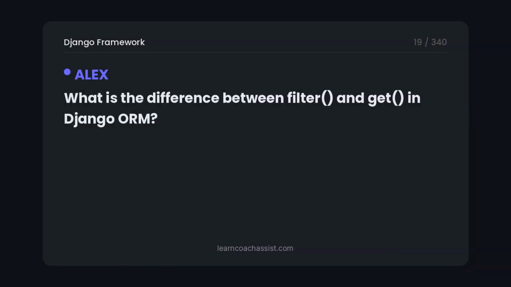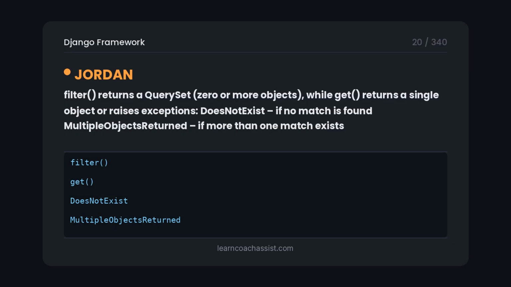What is the difference between filter and get in Django ORM? Filter returns a QuerySet, zero or more objects, while get returns a single object or raises exceptions: DoesNotExist if no match is found, MultipleObjectsReturned if more than one match exists.